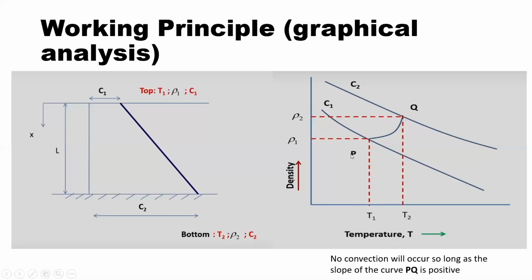We assume that no convection will occur as long as the slope of the curve is positive. As we can see, the PQ curve has a positive slope. Convection will not occur so long as the slope of the curve PQ is positive. So this is the working principle on the basis of a graphical analysis, and L is the depth of the solar pond.